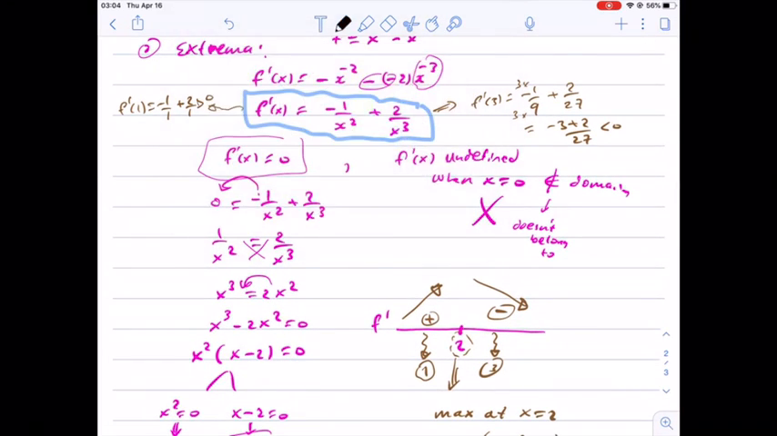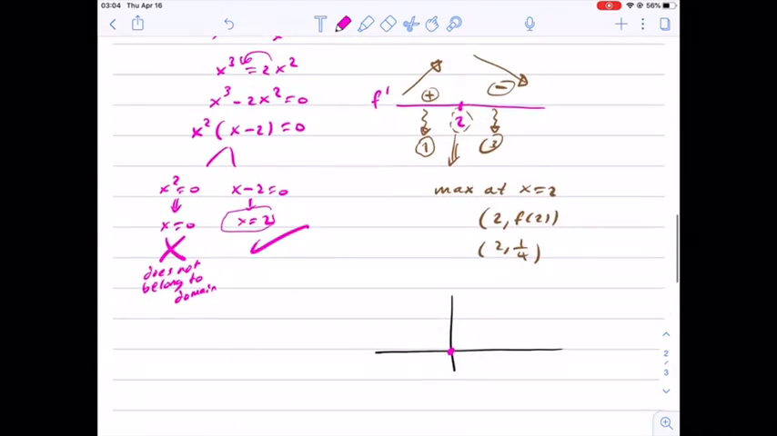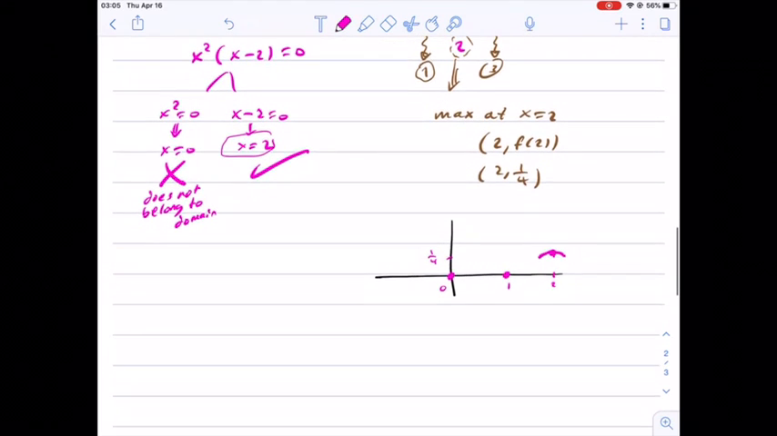So our graph becomes, now we have 2 points, 0 here and 1 here. Those are the x-intercepts. And at 2, 1/4, let's say this is 1/4, we have a maximum point. So we graph an arc. So this is the maximum point. Good.